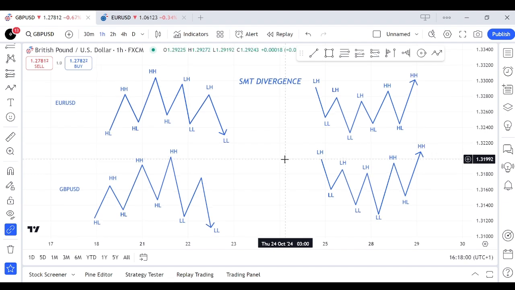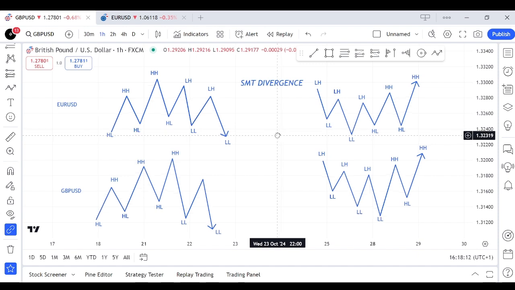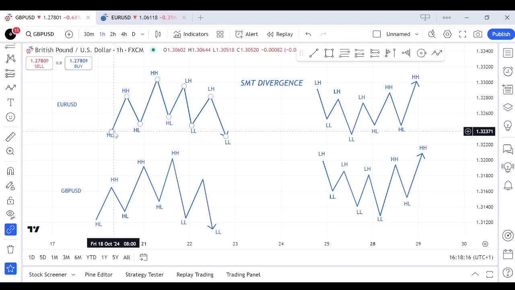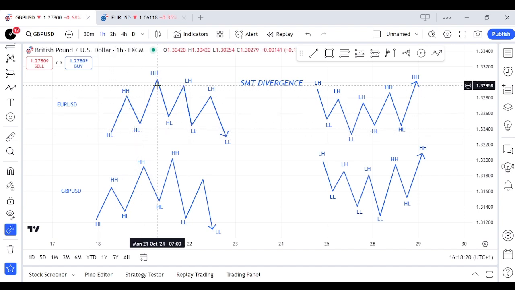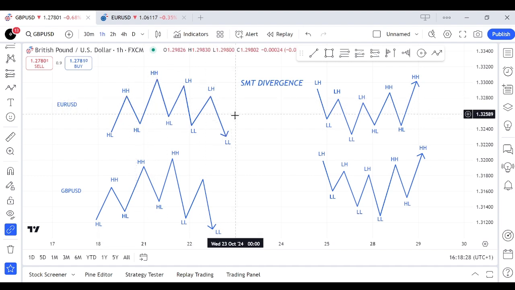There are two main types of SMT divergence. The first is the bullish SMT divergence, and the second is the bearish SMT divergence. You can see on my chart this is basically market structure. You have higher lows, higher highs, higher lows, higher highs, and then lower highs, lower lows, lower highs, lower lows. This is basically how the market moves.